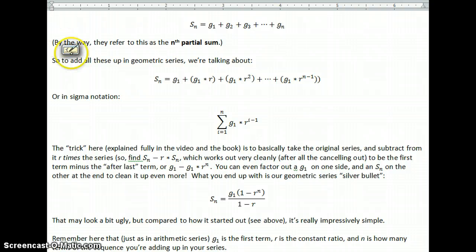I talk about it a little bit here. Adding up the nth partial sum, which means the first n terms of the geometric series. It's kind of like when we did it for the arithmetic series. There's a trick about how to get from here to here. But really, this is the thing we've got to internalize. So let me just jump to doing some problems.